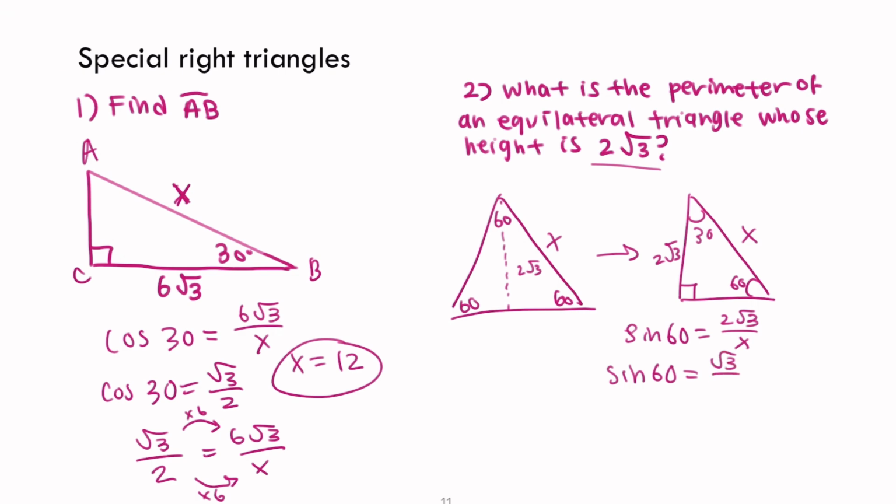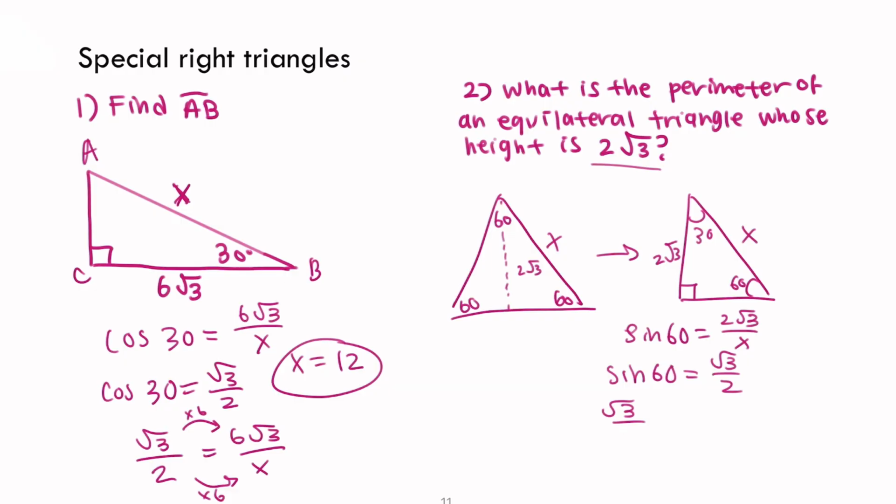radical 3 over 2. So radical 3 over 2 is equal to 2 radical 3 over x. So to get from there to there, we can do times 2. So x is equal to 2 times 2. X is equal to 4. But we're trying to find the perimeter, right? So we have to do 4 times 3, which is equal to 12. So the perimeter is 12.